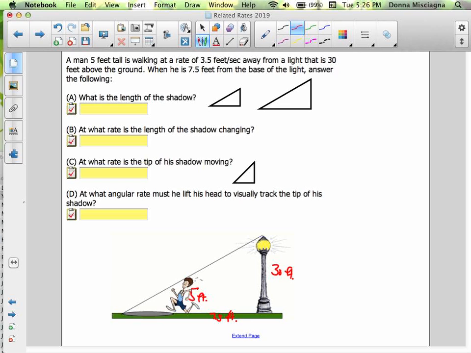So when the light shines, the shadow is over here. There's a relationship between the man and his shadow. That says 5. And the lamp. And the shadow plus the distance between the man and the lamp.